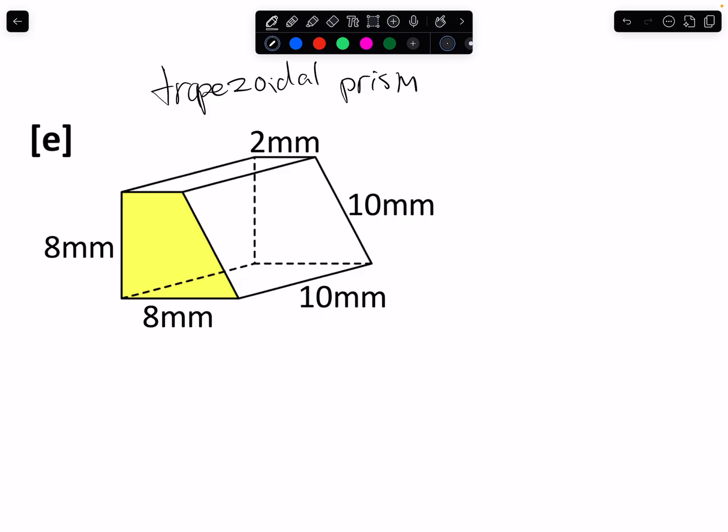That word trapezoidal always makes me think of Zoidberg. I don't know if you guys ever watched Futurama, but anyway.